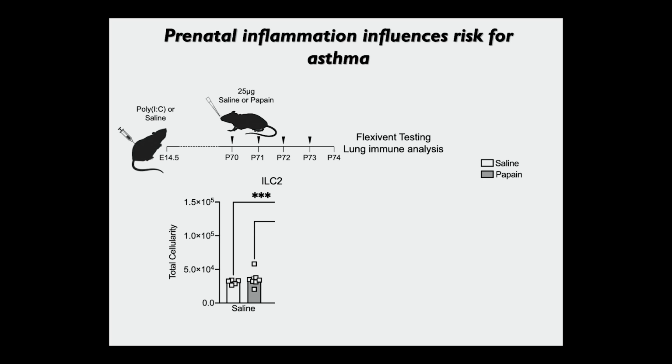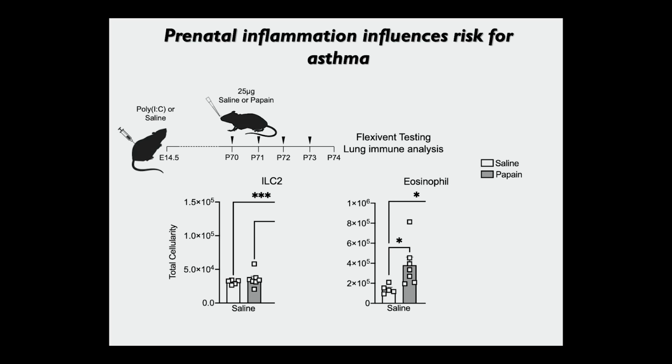And so the first piece of data I'm going to show you is in adulthood. And this is to show you that this is a very acute challenge. This is not a chronic challenge, very different from what most people do. So only 5 days of acute papain challenge. So on its own, in a saline-treated exposed adult animal, papain does not do anything to ILC2s. The only thing it does is increase eosinophils. And I'm showing you eosinophils and ILC2s because those are the only two cells that change in the adult.